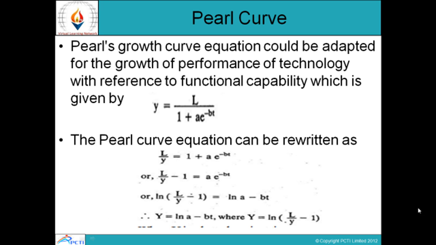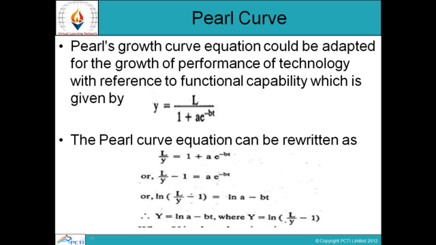This is the Pearl curve. It basically shows that the increase in population of organisms follows a growth pattern in the S shape. Pearl's growth curve equation can be adopted for the growth of performance of technology, with reference to the functional capabilities. That is, technology is growing, and at the same time the functional capabilities of this technology are improving. There is a formula for defining the Pearl curve: y = L / (1 + a e^(-bt)).